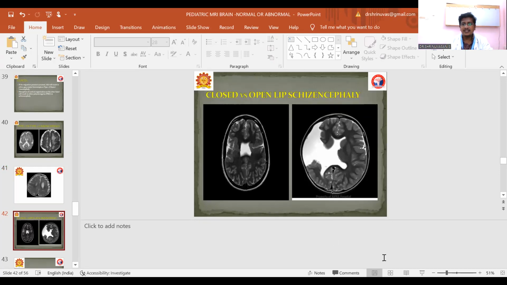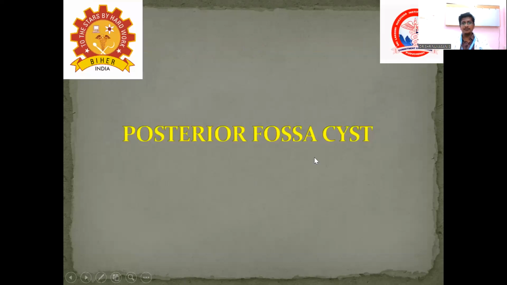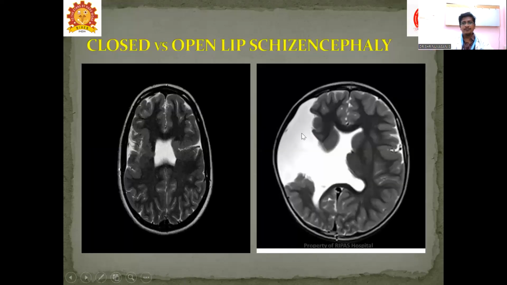And this is Schizencephaly, also called cleft brain. There are two types: one is closed lip Schizencephaly, and the other is open lip Schizencephaly. In closed lip Schizencephaly, you can see here the CSF space from the surface communicating with the ventricle, and it is surrounded by gray matter heterotopia. And this is open lip Schizencephaly, where the ventricles directly communicate with the surface of the brain, and you can see the CSF space.